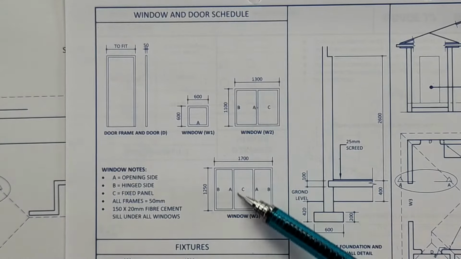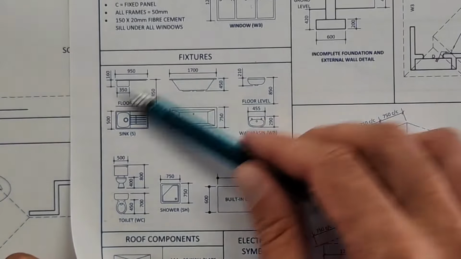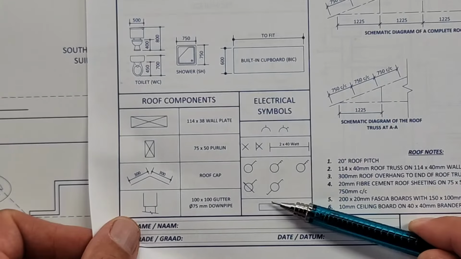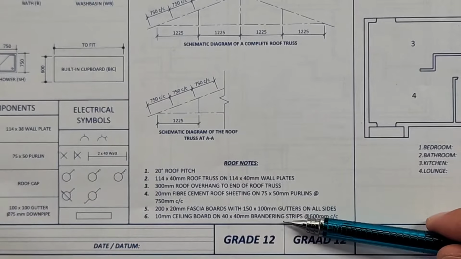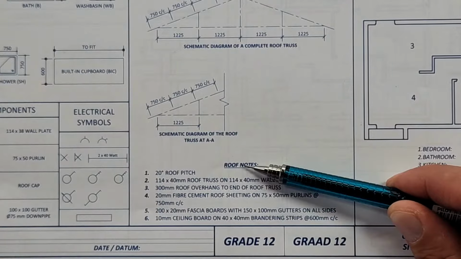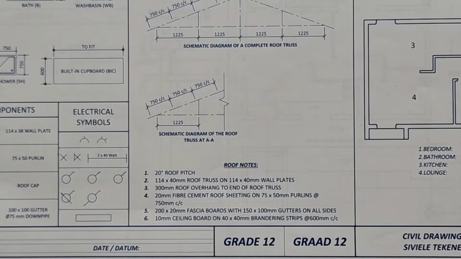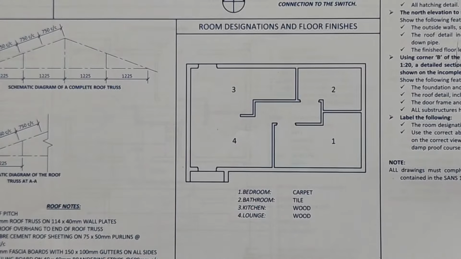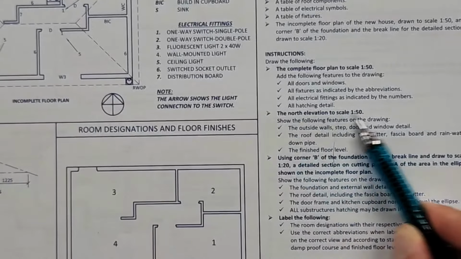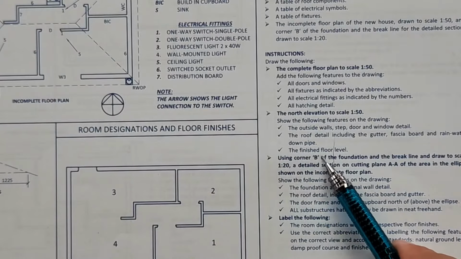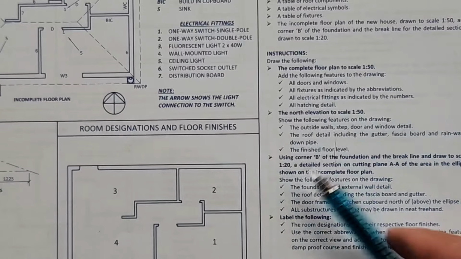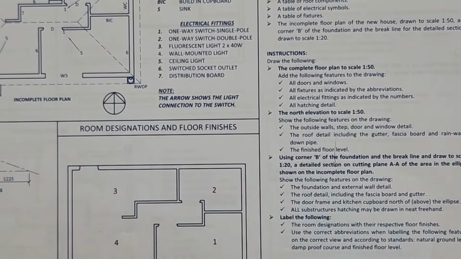Then you've got your fixtures with these different details. You've got your roof components with each of their sizes. You've got your electrical symbols. And then you've got a bunch of roof notes that need to be used in your actual drawing. And then the last one is the roof designation. So what they ask you to do is to complete the floor plan to scale 1 to 50, the north elevation to scale 1 to 50, and then using corner B, you're going to do a foundation up to the top of the roof at scale 1 to 20.